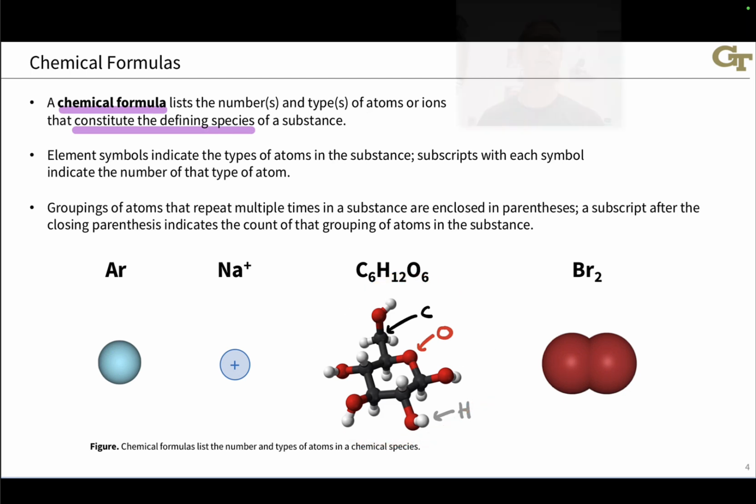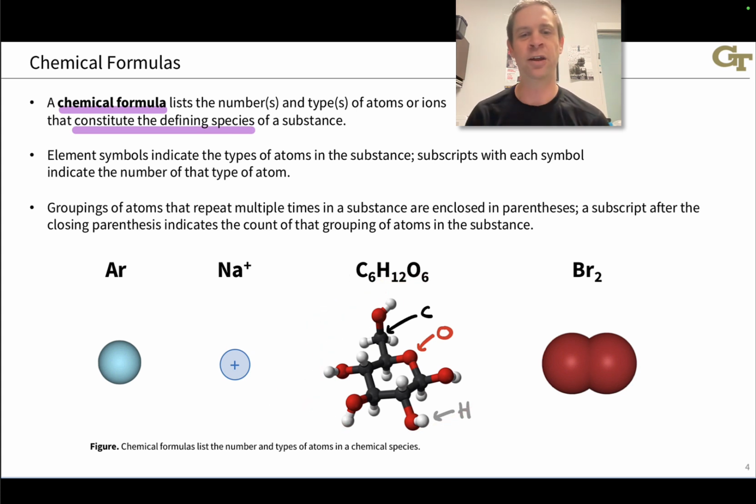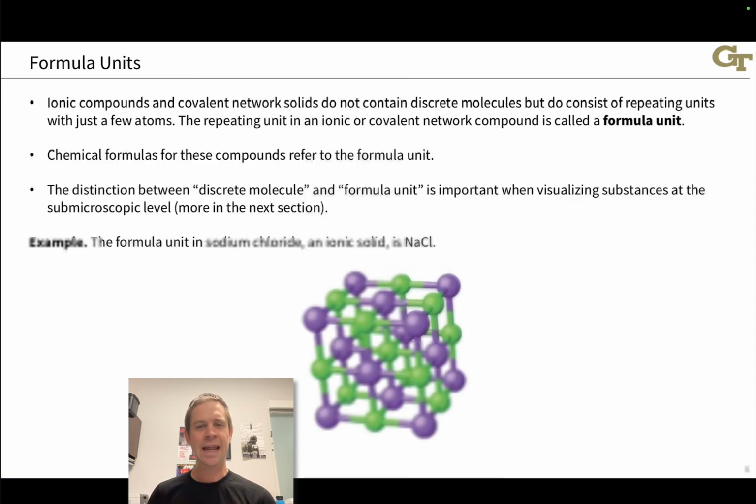There are zillions and zillions of these molecules in any macroscopic sample of glucose, but there is a good bit of empty space between adjacent glucose molecules, and we can identify them and characterize these molecules as distinct and separate from each other. In other types of substances, in ionic salts, for example, we actually don't see this structure at the submicroscopic level. What we see is an infinite lattice of repeating units containing just a few atoms.